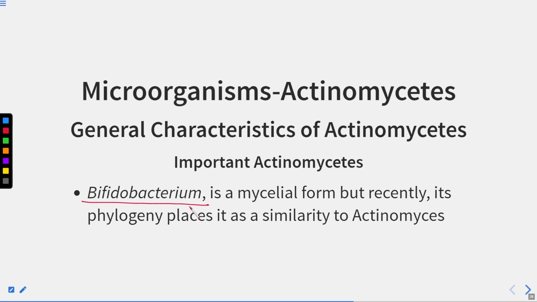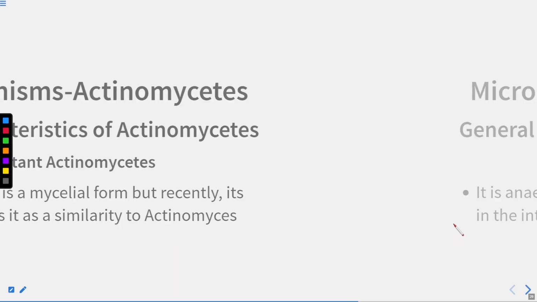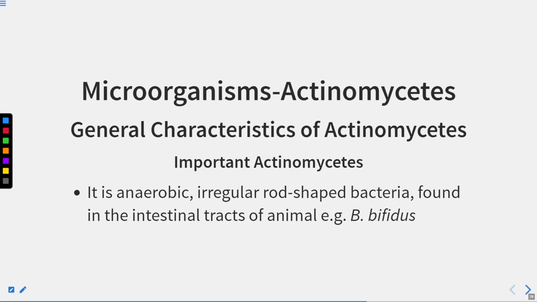Bifidobacterium, this is another Actinomycetes example. It is a mycelial form, but recently its phylogeny places it similarly to the Actinomyces. It is anaerobic, irregular rod-shaped bacteria found in the intestinal tracts of animals. So again, one of the other pathogenic Actinomycetes, that is B. bifidus.